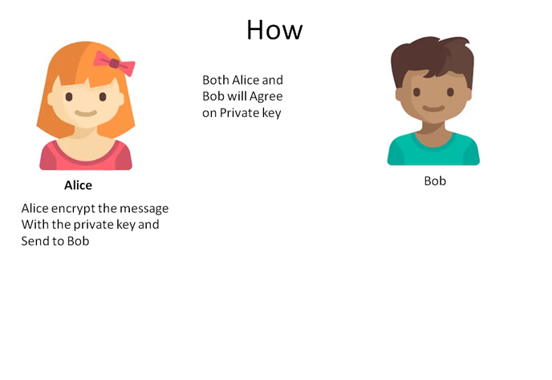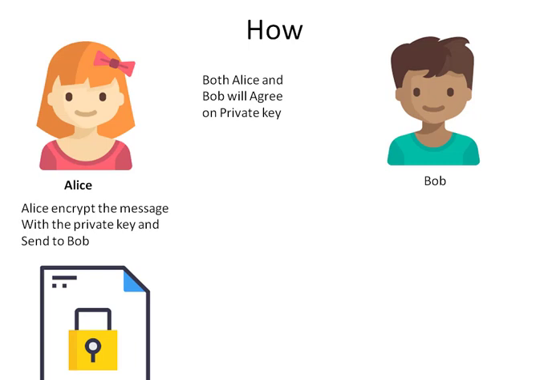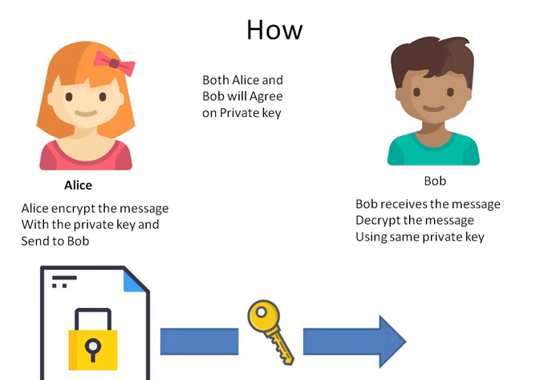With the private key that they have generated, right, what will Alice do? She will encrypt the message and send the encrypted document to Bob. Which key will be used in it? The private key will be used. Then Bob receives the message and decrypts the message using the same private key. Using the private key that was generated, what will Bob do? He will decrypt the message. So in this way symmetric key algorithm works. Like this way Alice and Bob will communicate with each other.